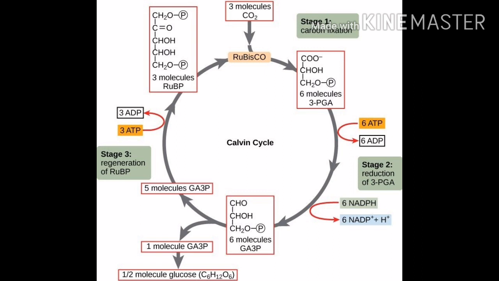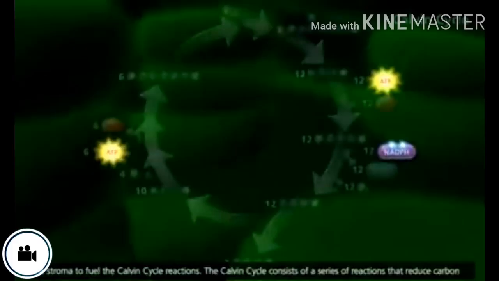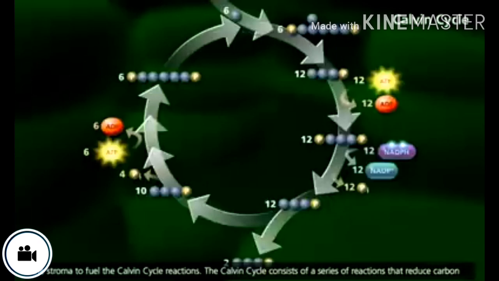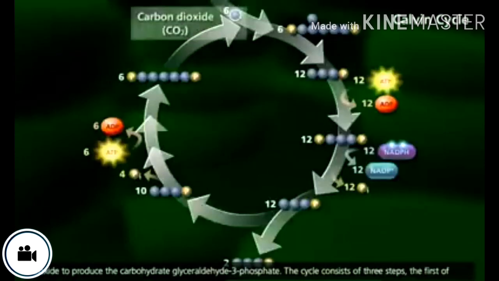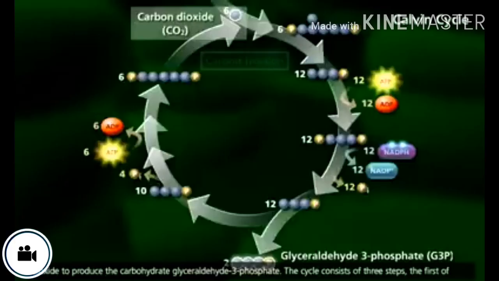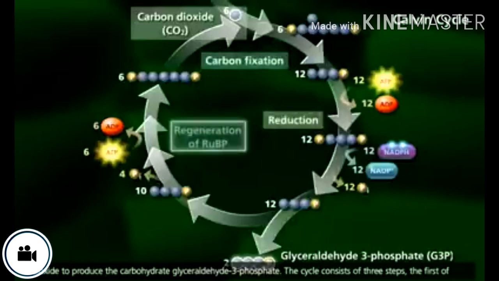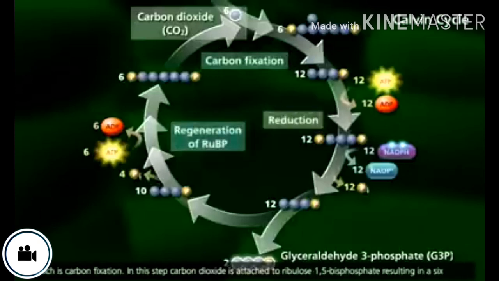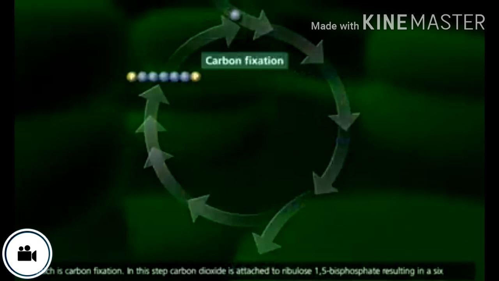Actually, the Calvin cycle was proposed by Melvin Calvin, and it consists of a series of reactions that reduce carbon dioxide. Why does it reduce carbon dioxide? Because by the reduction of carbon dioxide, carbohydrates are formed. Glyceraldehyde 3-phosphate is the first stable product of the Calvin cycle, which consists of 3 steps. The first step is carbon fixation, the second is reduction, and the third one is the regeneration of RuBP, that is ribulose bisphosphate.